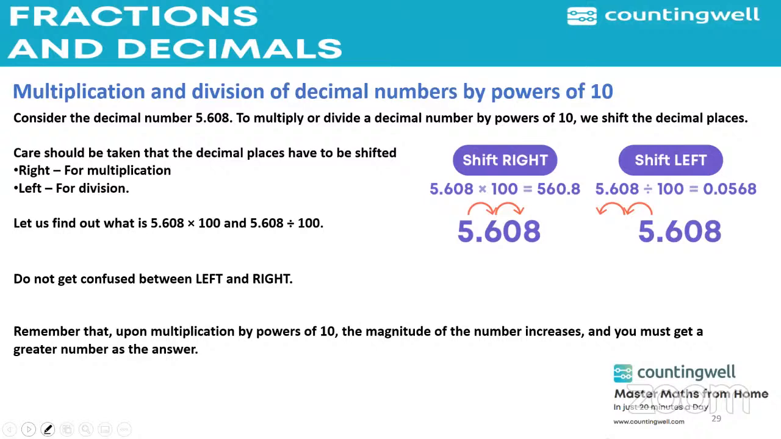Let us see how care should be taken by multiplication and division of decimal numbers by powers of 10. Note that whenever we are multiplying, we have to shift the decimal point to the right side, and whenever we are doing division, we have to shift to the left side by the respective number of digits. So here we have 100, that is 2 zeros, so you have to shift by 2 places. In case of 10, you have to shift by 1 place. In case of 1000, you have to shift by 3 places.